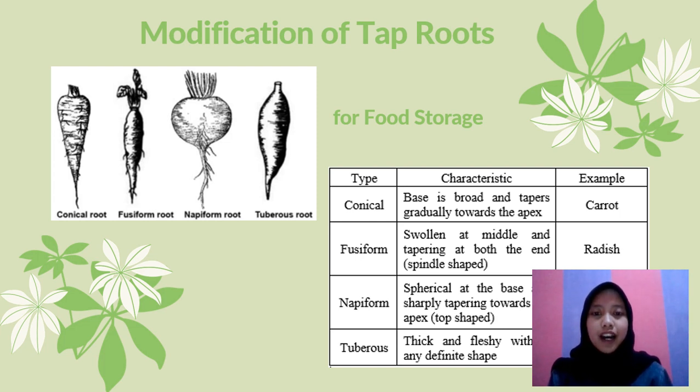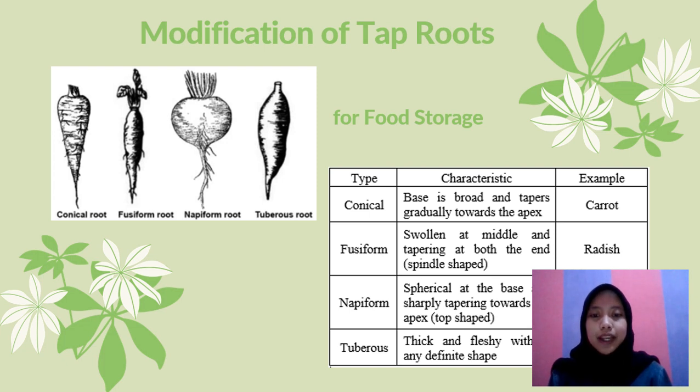For food storage, there are four kinds of roots. First is conical. The base is broad and tapers gradually towards the apex. As we can see, the base or the upside is wide and the downside is tapering. The example is carrot. Second is fusiform. They are swollen at the middle and tapering at both ends, so it looks like a spindle. The example is radish.